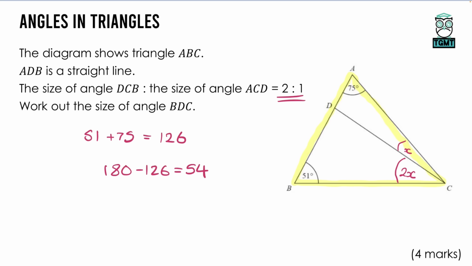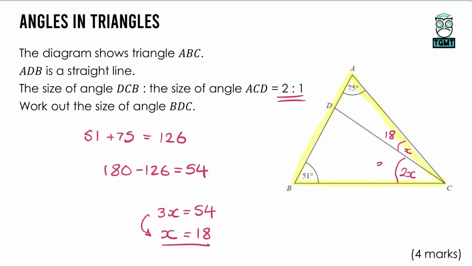So we can now share that in the ratio 2:1. Or I could treat it with algebra, which I'd do in the same way. We'd have 3x is equal to 54, and we divide by 3 just like we would if we were sharing in a ratio. So 54 divided by 3 gives us that x is equal to 18. We now just need to apply that to the correct angle. So BDC is the angle that we're looking for.